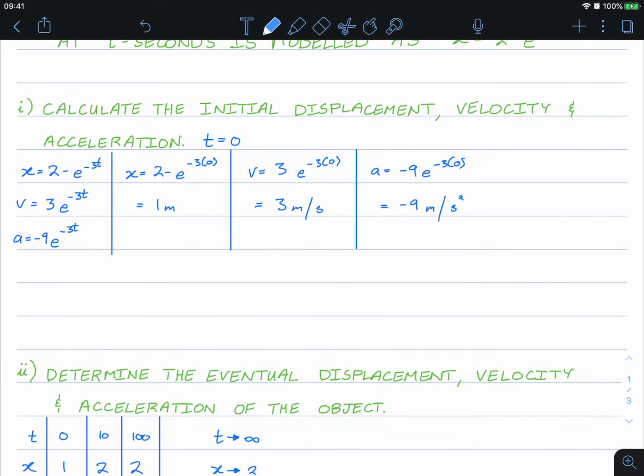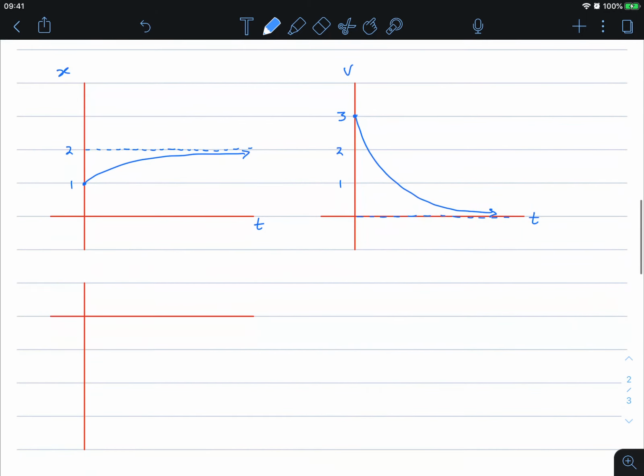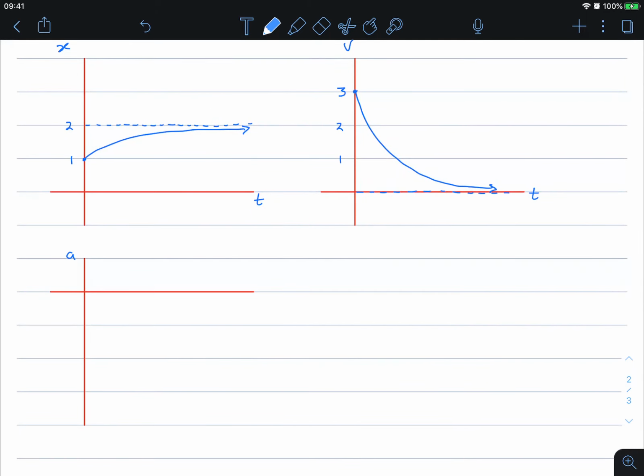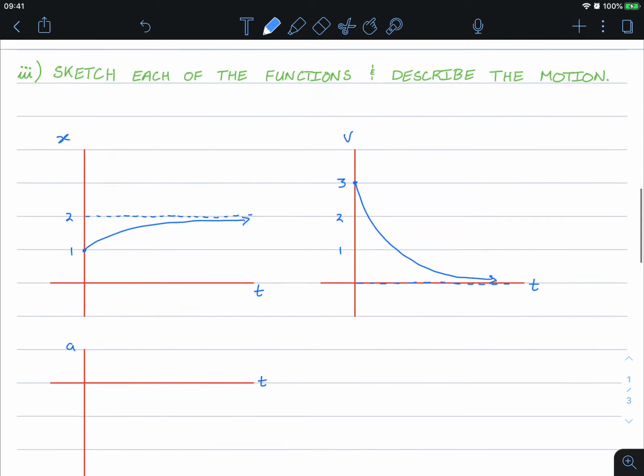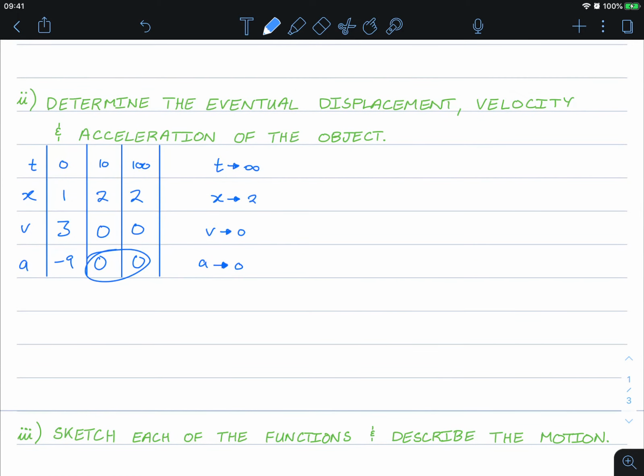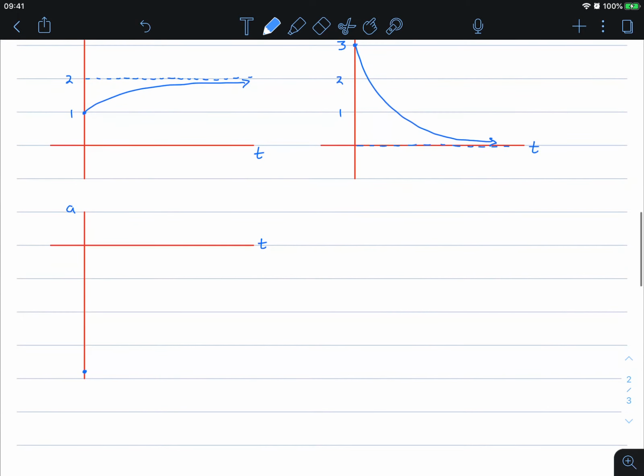And lastly, for the acceleration, we begin at negative 9 meters per second squared. Let's let this be 9. And it's approaching 0 as time goes on. So as time goes on, acceleration should be approaching 0 like this with an asymptote like so. So this is at negative 9.